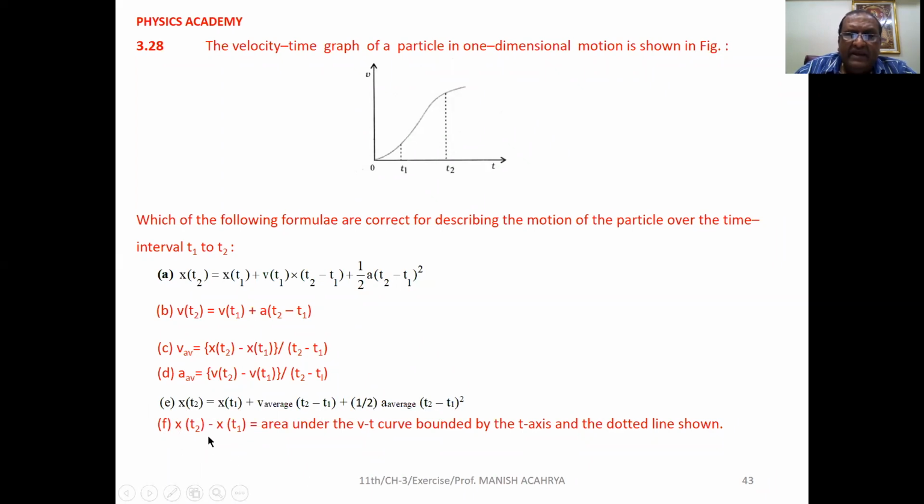Then x at t2 minus x at t1, that is the area under the v-t curve bounded by the t-axis and the dotted line shown. Yes, right? So distance traveled is the area under the graph of v versus t with respect to the time axis. So the last equation is correct.